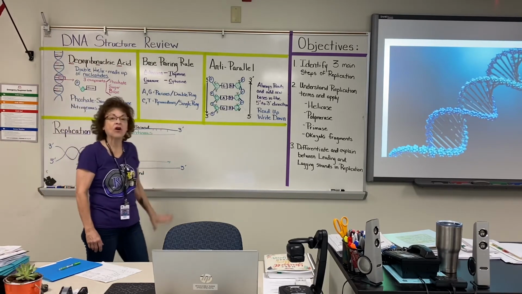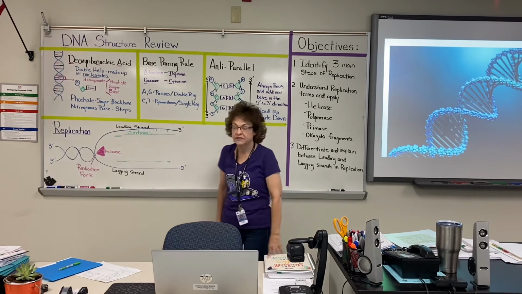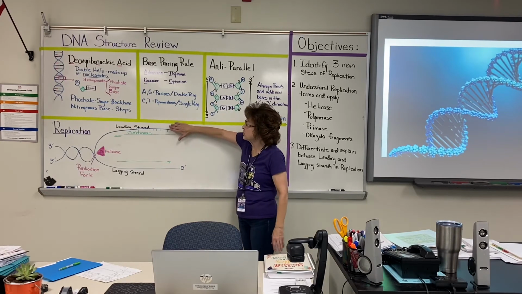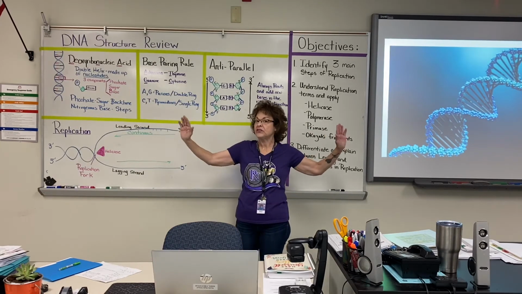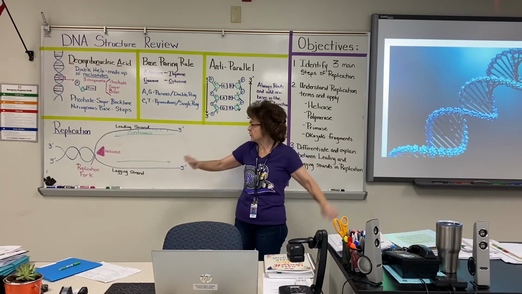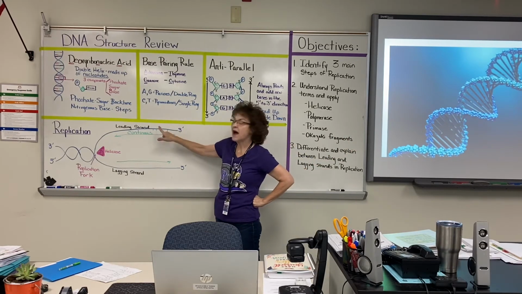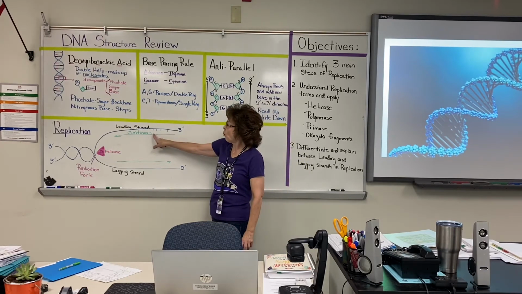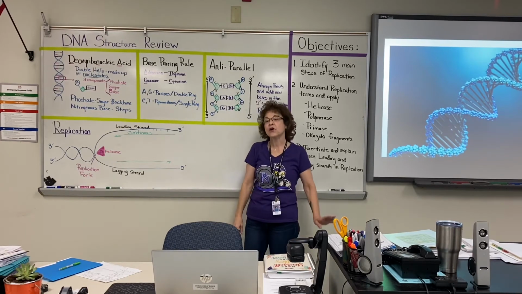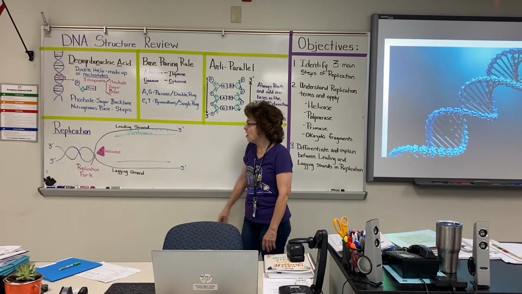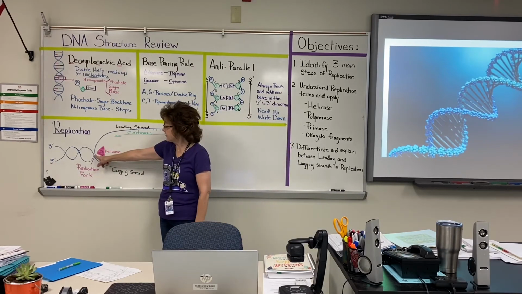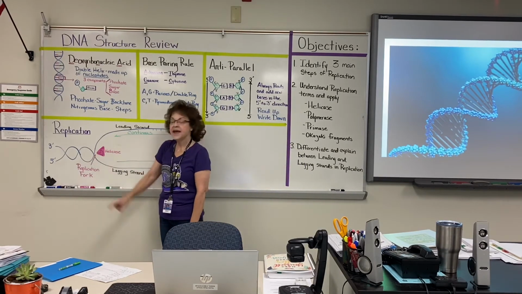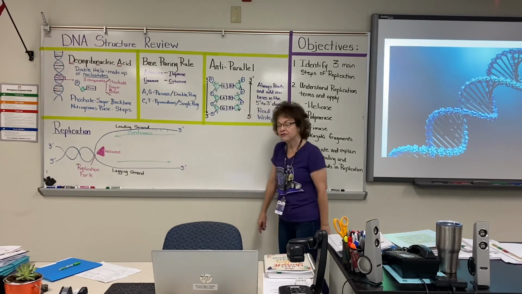So this is called semi-conservative. What that means is that my two new DNA molecules each will have one of the original strands and one new strand. So it is semi-conservative. Where the helicase separates the DNA, that is called the replication fork.